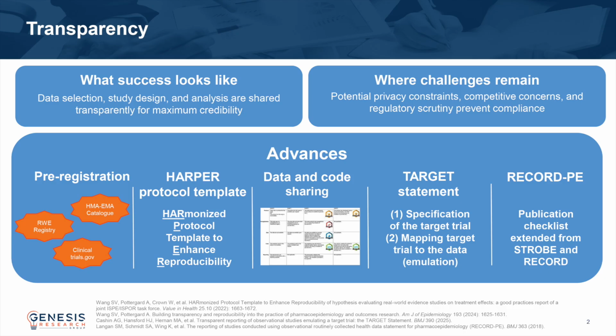Protocol templates like HARPER standardize communication of research methods to improve rigor and reproducibility. Data and code sharing initiatives allow others to verify or build upon findings, while structured guidelines such as the TARGET statement and the RECORD-PE checklist set clear expectations for the level of detail and transparency required when communicating emulated trials and study findings. When adopted, these tools and practices help ECA researchers achieve the highest standards of scientific integrity, and the badges are fun to show off at conferences too.